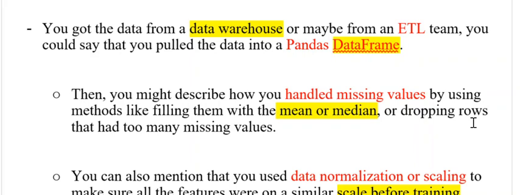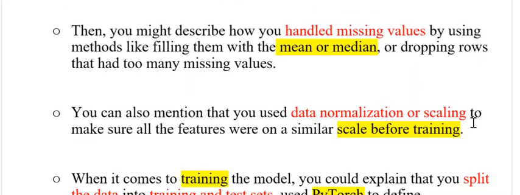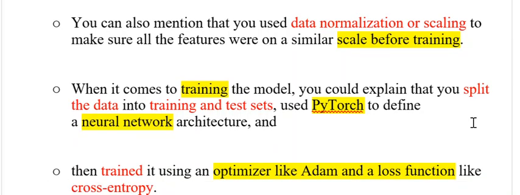Now, if they ask how exactly did you do that, you can again drill down. You got the data basically from a data warehouse or maybe from an ETL team. You could say that you pulled all the data into a pandas data frame. Then you might describe how you handled missing values by using methods like filling them with mean or median, or how you dropped rows that had too many missing values. You can also mention that you used data normalization or scaling to make sure all the features were on a similar scale before training.